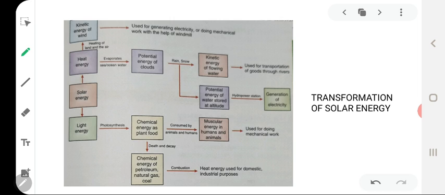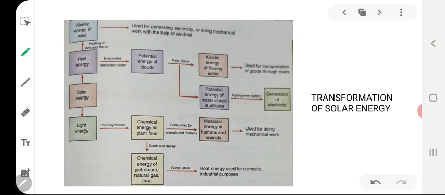Kinetic energy of the wind. From solar energy you get heat energy, and eventually it results in the formation of wind. The wind is used for generating electricity or doing mechanical work with the help of a windmill. Heat energy is also utilized for evaporation of sea or ocean water, which results in the formation of clouds. Then you get rain or snow. In this manner the chain continues.